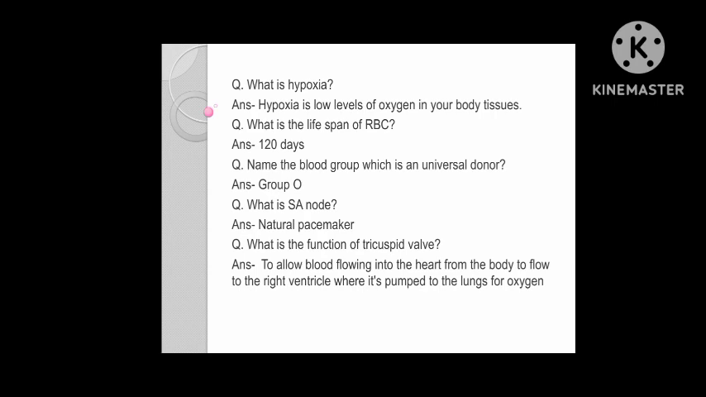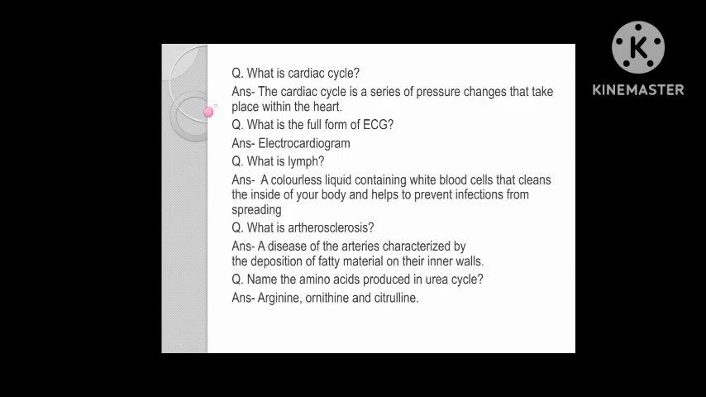What is the function of tricuspid valve? To allow blood flowing into the heart from the body to flow to the right ventricle where it's pumped to the lungs for oxygen. What is cardiac cycle? The cardiac cycle is a series of pressure changes that take place within the heart. What is the full form of ECG? Electrocardiogram. What is lymph? A colorless liquid containing white blood cells that cleans the inside of our body and helps to prevent infections from spreading.